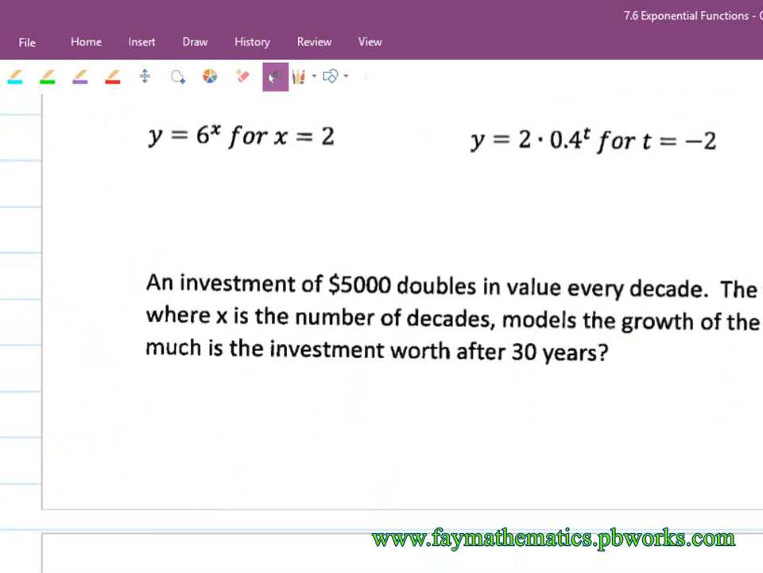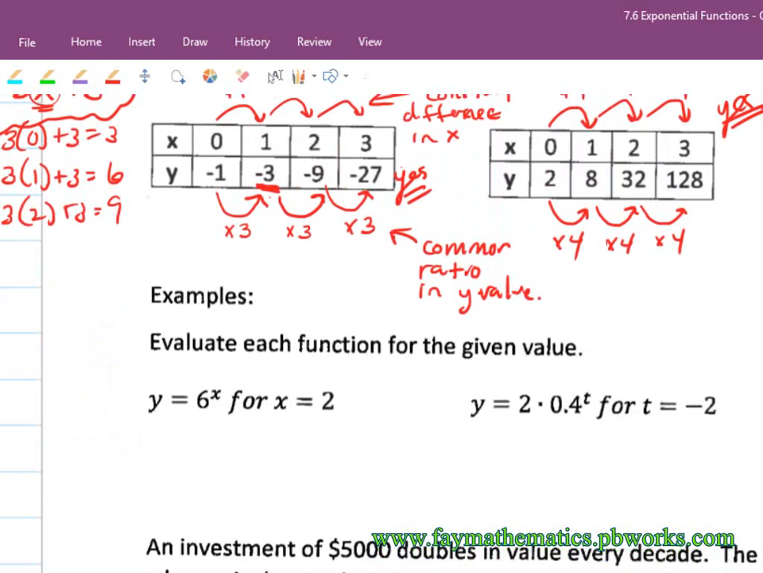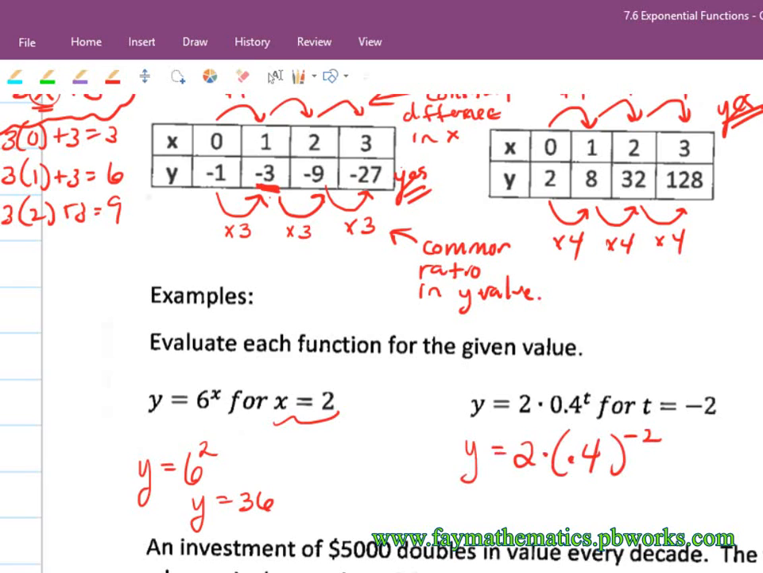A common practice is to just evaluate an exponential when they give me an x value. So when I have y equals 6 to the x, but x is 2, what they're asking is to find that. Well, what would y be? 6 squared ends up being 36. Same thing here, y equals 2 times 0.4 to the negative 2. Remember, when I substitute that negative 2 in here, it goes only to the object that is directly behind it. It's only behind the t right now.